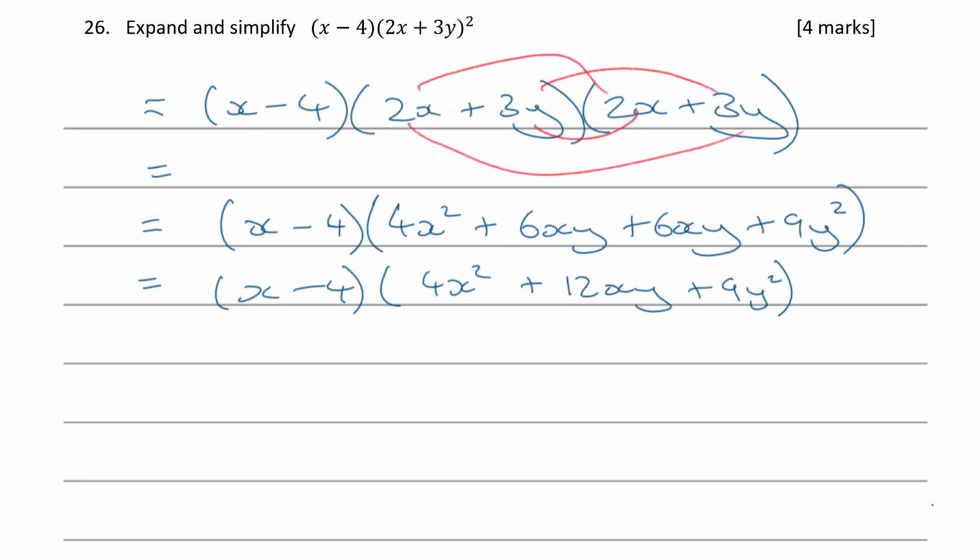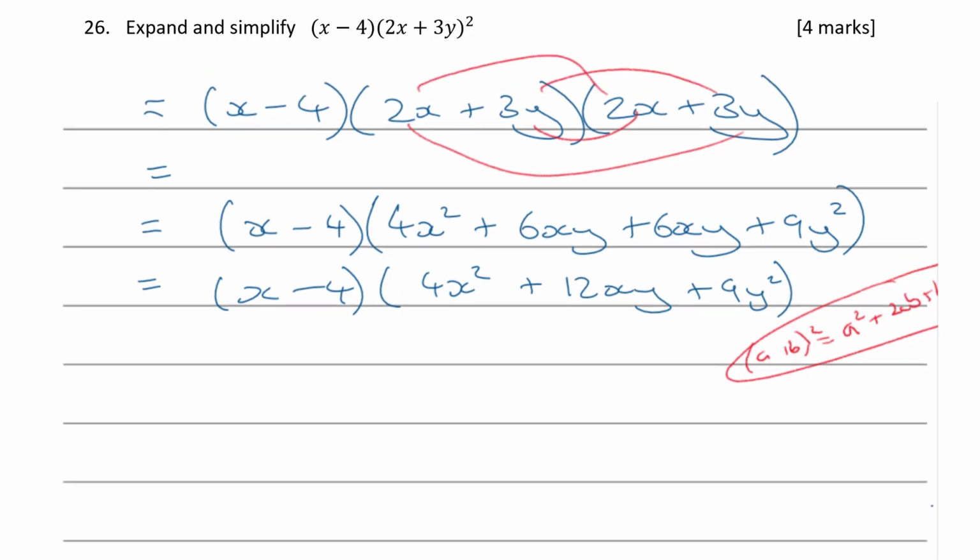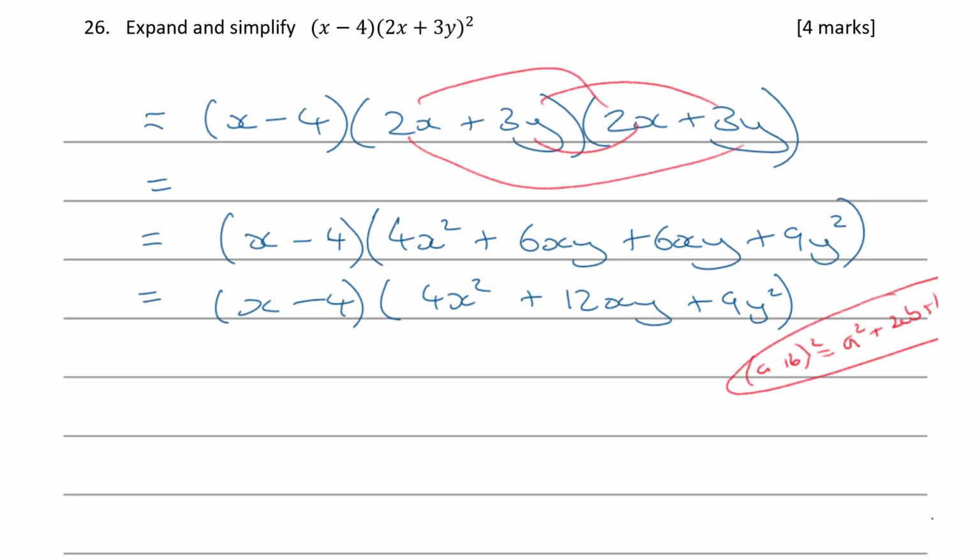I was talking earlier about identities. If you can remember that a plus b all squared equals a squared plus 2ab plus b squared, it makes multiplying out these things a little bit easier. You can go straight from the given thing to that step in one go. But let's just carry on now.